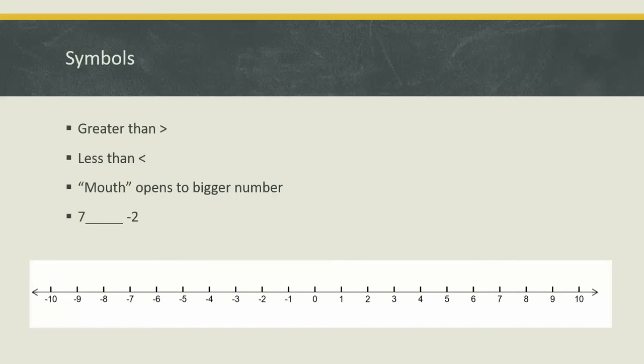Let's repeat the same process. This time, we are comparing 7 and negative 2. Pay close attention. 7 is a positive number. And then we're comparing it to negative 2. Again, we know that our numbers get smaller to the left, bigger to the right. So negative 2 is my smaller number. 7 is my bigger number.